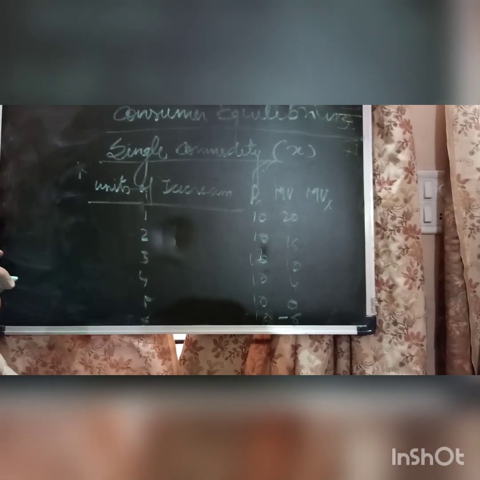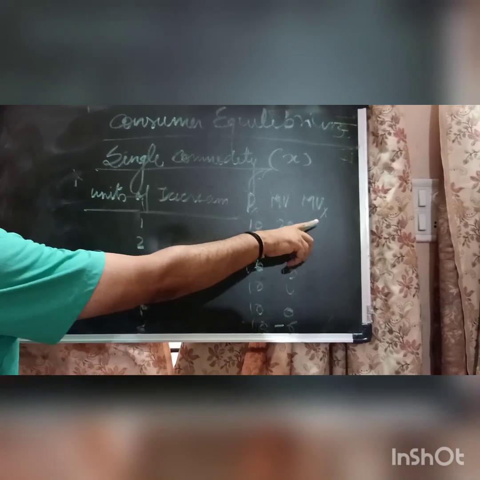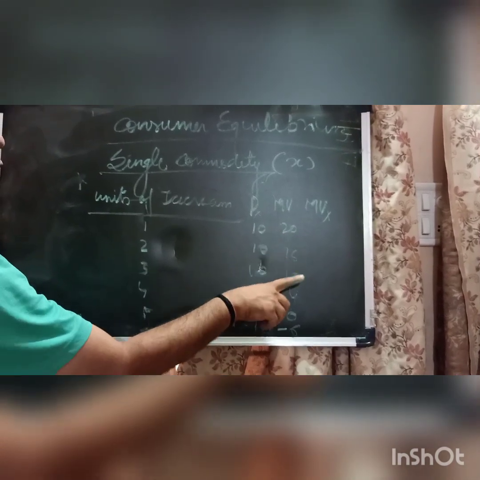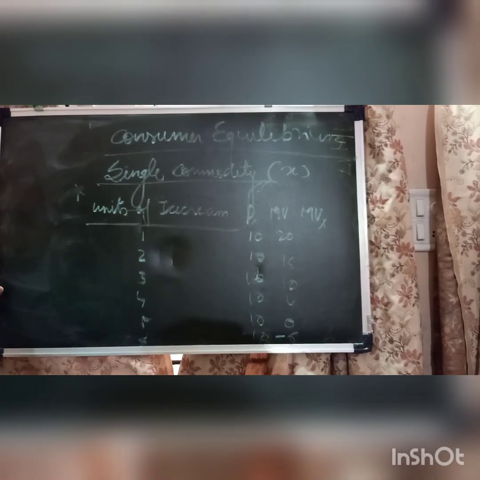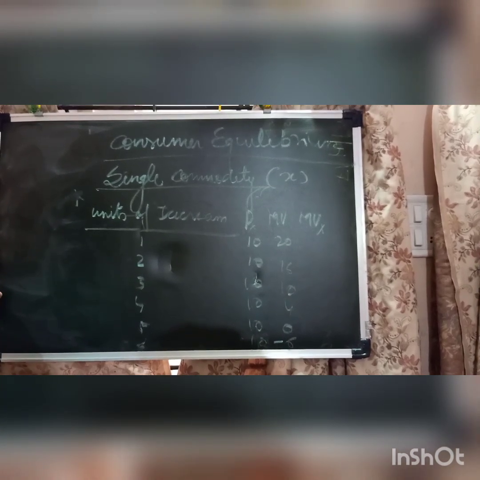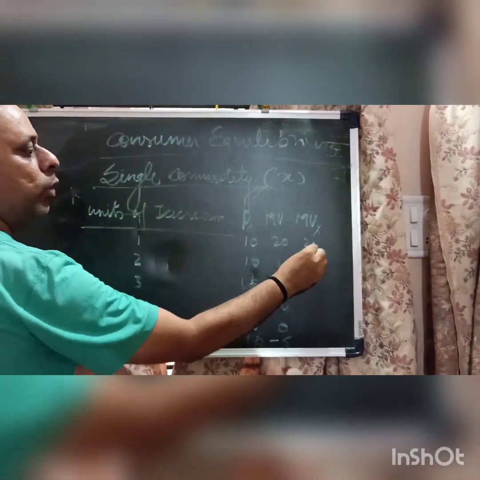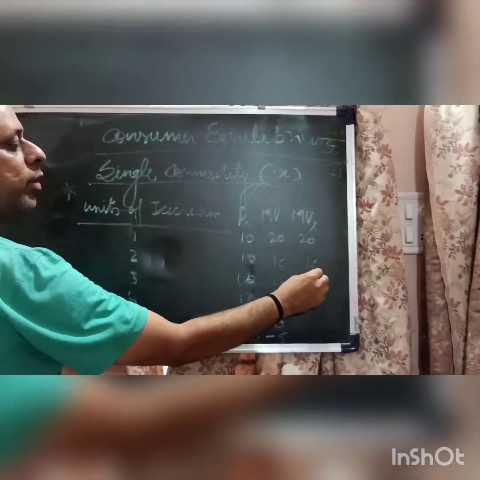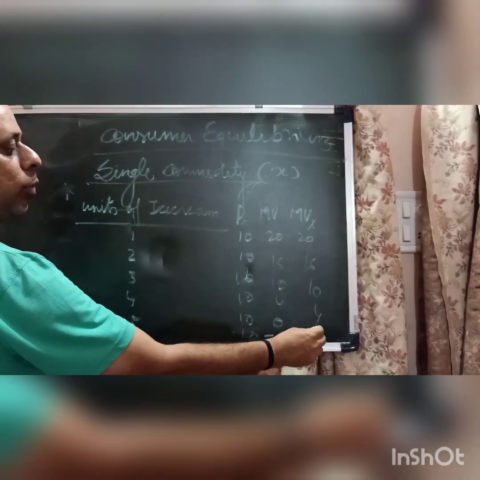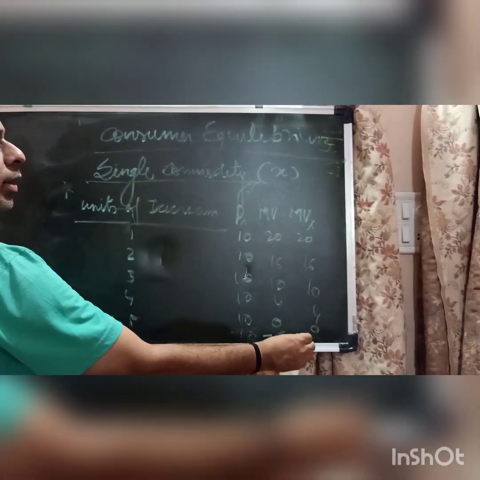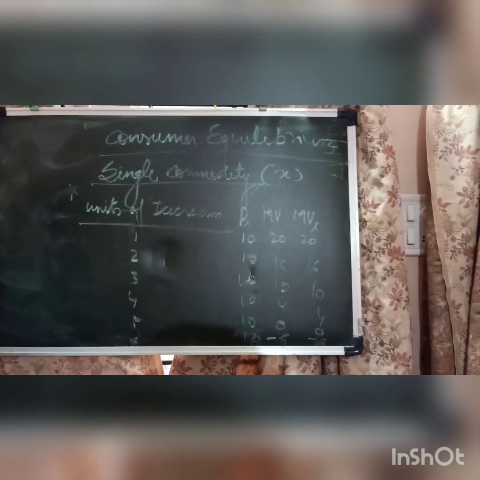अगर 1 रुपये बराबर 2 util होते, mind it, if 1 rupee is equal to 2 utils, then MUX would be 20 upon 2, 16 upon 2, 10 upon 2, 4 upon 2, 0 upon 2 and minus 6 upon 2. But in this question, 1 rupee is equal to 1 util. So 20 upon 1, 20, 16 upon 1, 16, 10 upon 1, 10, 4 upon 1, 4, 0 upon 1, 0 and minus 6 upon 1, minus 6. So we have got MUX.